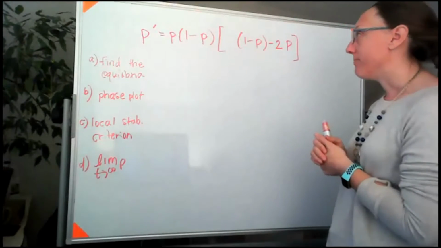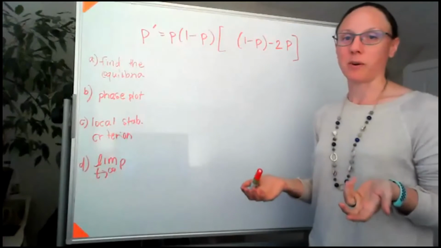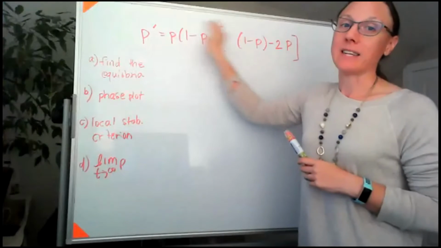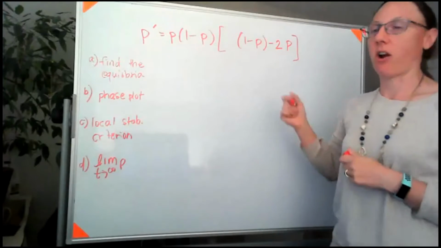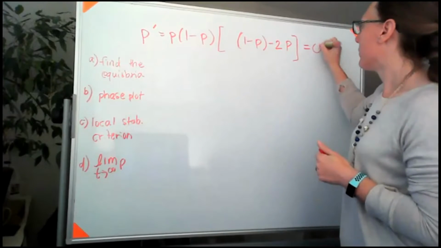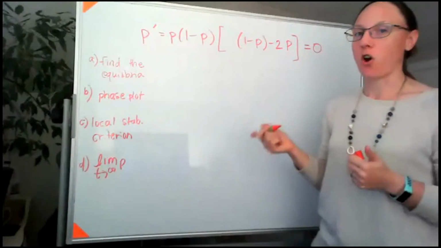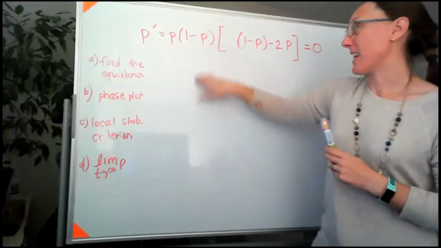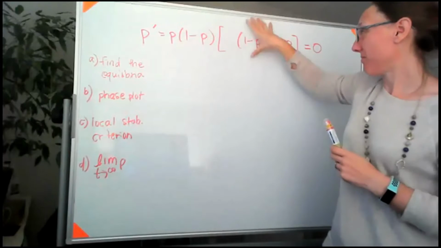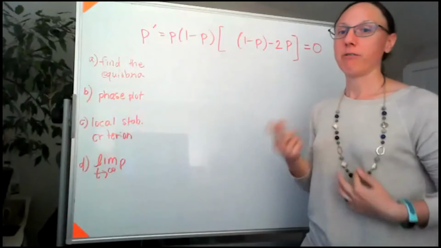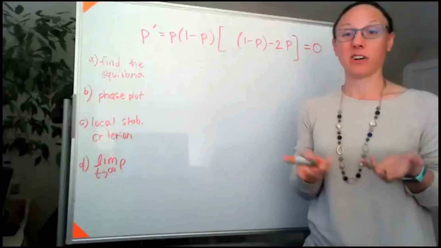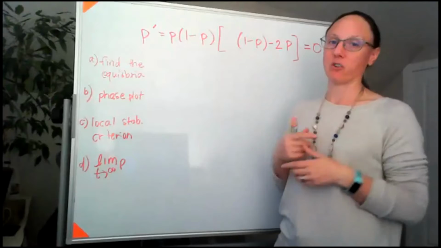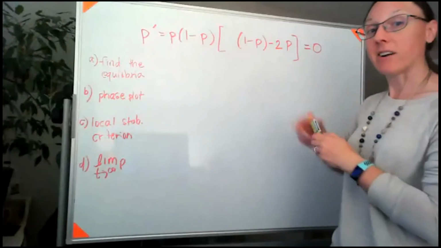So here's my equation. Anytime we're being asked to find equilibria, that means we're going to set that differential equal to 0. This one happens to already be factored for us because I have a P times a 1 minus P times this chunk in here. For problem 3 on the homework, you're going to have to do the factoring yourself. So you can either multiply it all out first and then factor it, or factor it from where it starts. But here it's already factored for us.